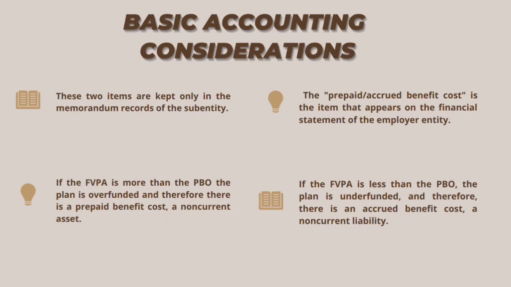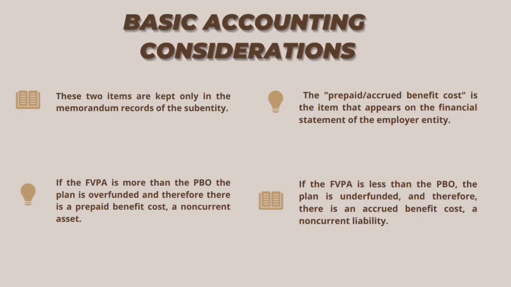The prepaid or accrued benefit cost is the item that appears in the financial statements of the employer entity. If the FVPA is more than the PBO, the plan is overfunded and therefore there is a prepaid benefit cost, a non-current asset. If the FVPA is less than the PBO, the plan is underfunded and therefore there is an accrued benefit cost, a non-current liability.